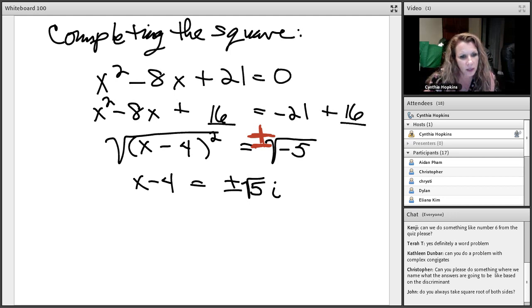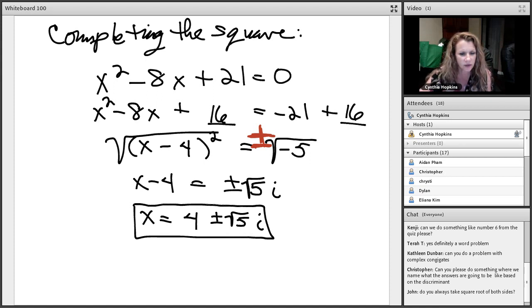All right, but I'm not quite done yet. I want x all alone. So, of course, I need to add 4 to both sides. And then plus or minus the square root of 5 times i. And I'm purposely putting my i so that there's no question in anybody's mind whether it's inside or outside the radical. Some of you need to work on that.